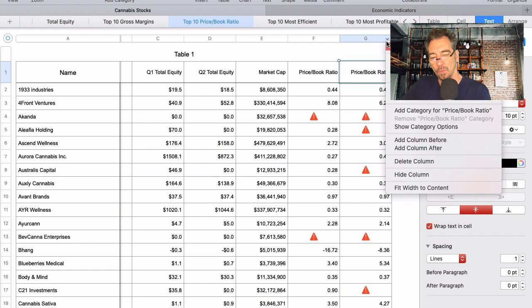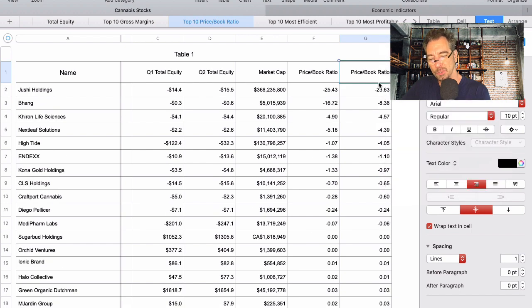And what we can do is sort ascending. Unfortunately, when I hit sort ascending, it puts the negatives first. And as you can see, some of these are Kona Gold Holdings, a stock that I have a lot of interest in, Bang Chocolate, Jushi, and High Tide. These are all companies that are near profitability or going to be taking off. So their current capitalization may be off a little bit.